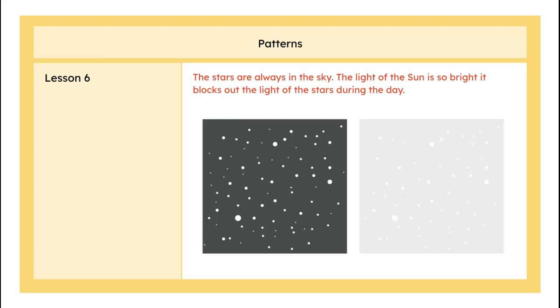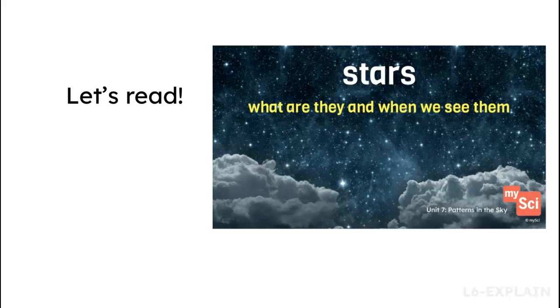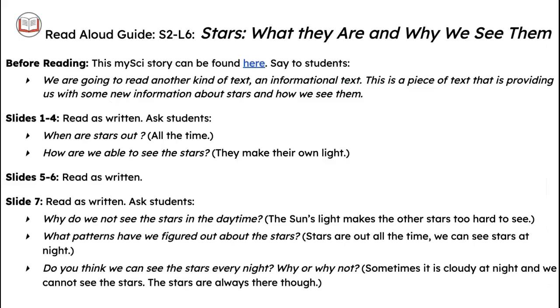By the end of the discussion, students should understand that the stars are always in the sky. The light of the sun is so bright that it blocks out the light of the stars during the day. They will have a visual representation of this pattern. During the discussion, you'll read Stars, What They Are and When We See Them by My Size Stories. Be sure to use the Read Aloud guide for discussion questions.